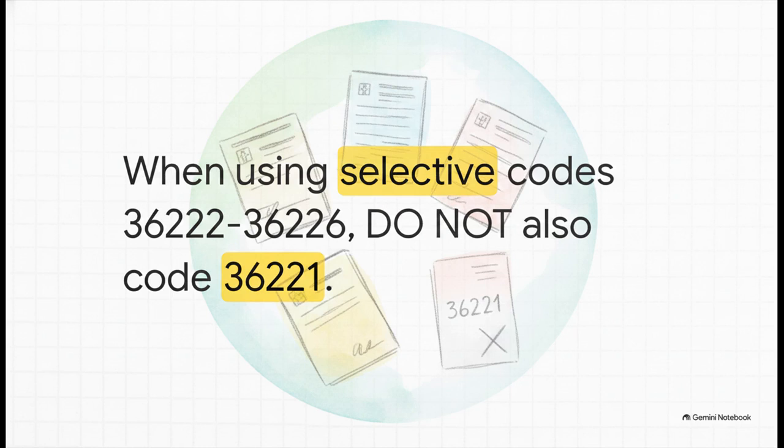Because that arch imaging is already bundled in, this next rule is basically an absolute law. When you're using those selective codes 36222 through 36226, you absolutely do not also code 36221. You just drop that foundational non-selective code entirely. If you bill both, well, you're double billing for the arch, and that is a direct violation of the core guidelines. We definitely don't want to do that.